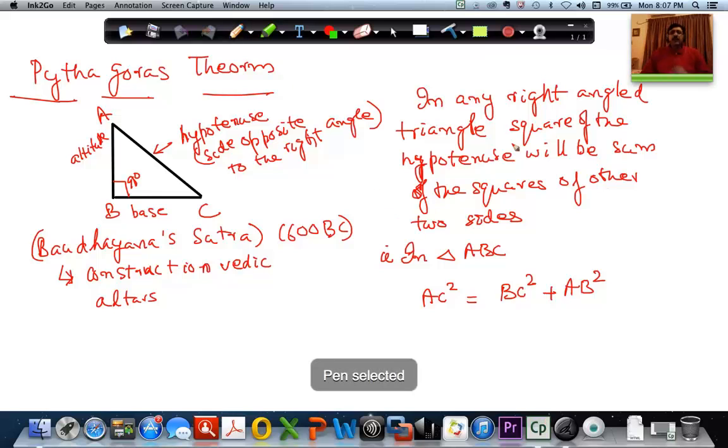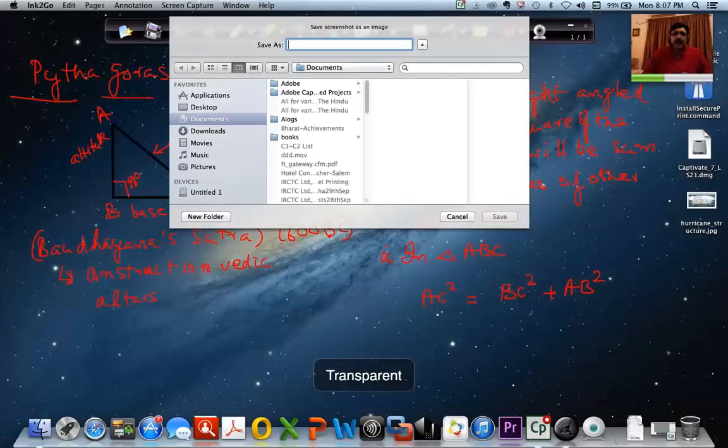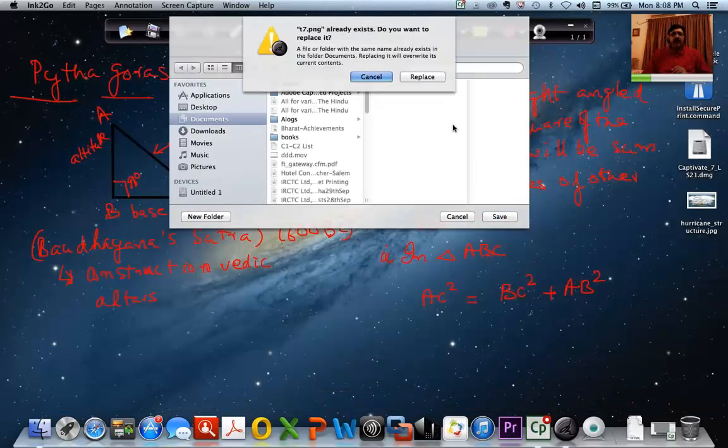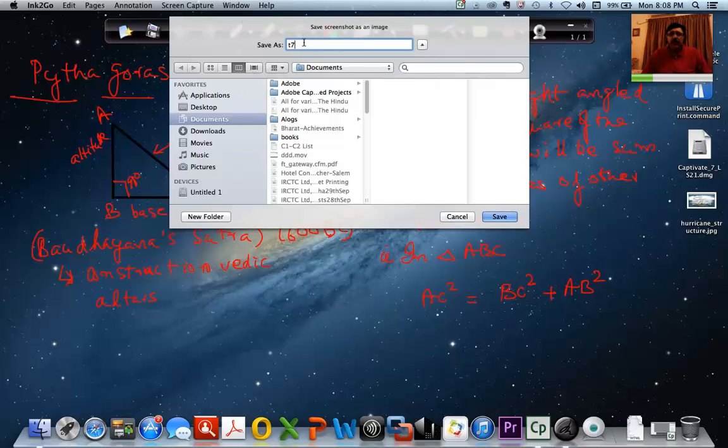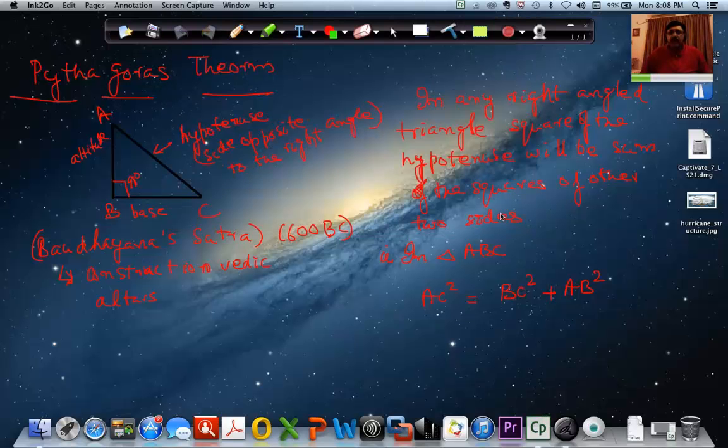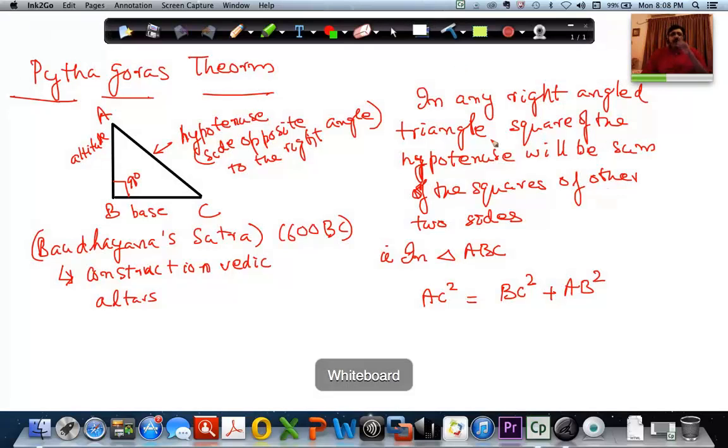Okay, so let me just quickly save this. T7, I suppose. Save. Oops, cancel. It should be T8 probably. Save. Okay. We just clear this and let us get into it. I think you have understood the Pythagoras theorem. Now we are going to try to use that to solve some problems.